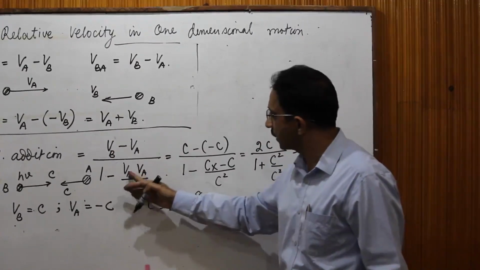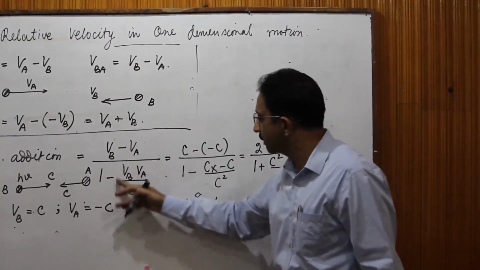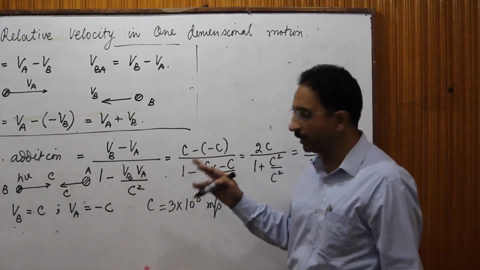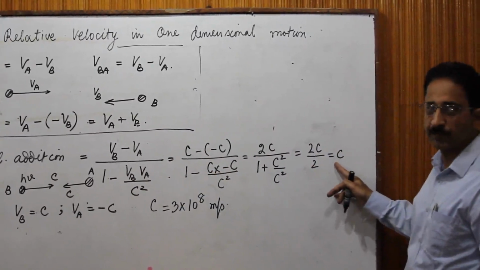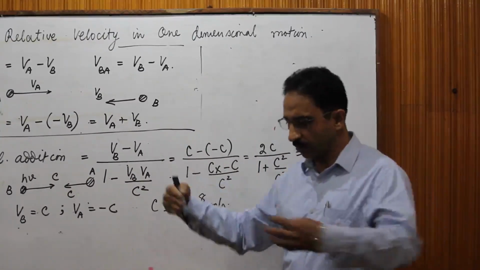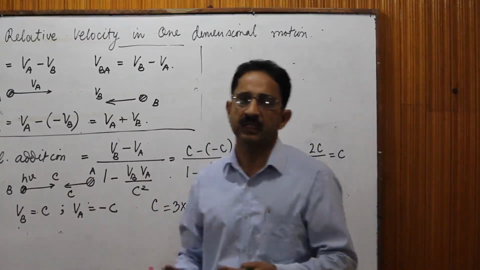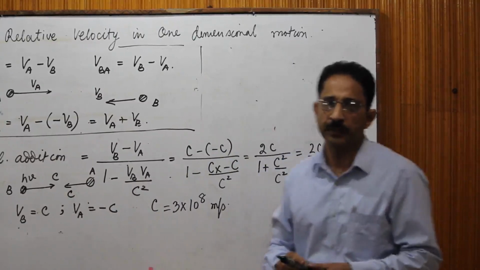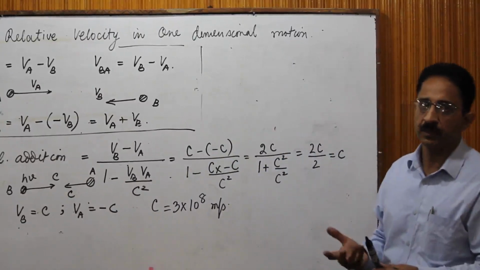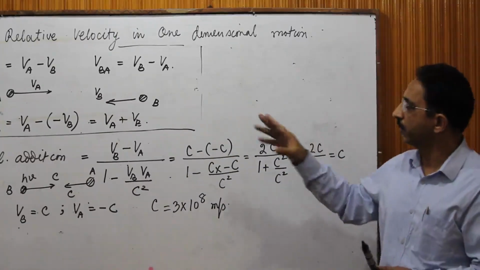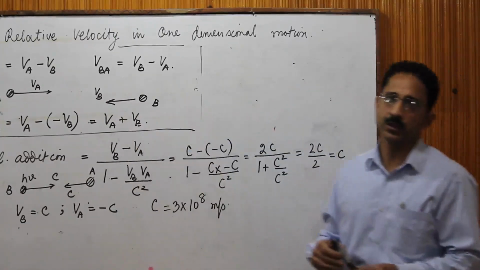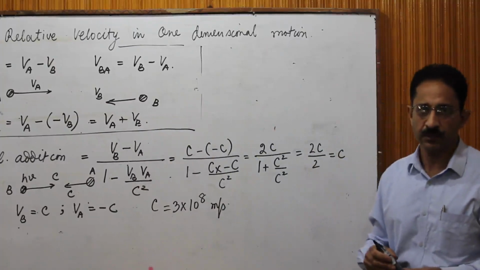But if the velocities are close to the value of c, then this term does not become ignorable. So we calculate it in this manner and the answer comes out to be c. Remember that whenever two photons are crossing each other with velocity c, the answer comes out to be c itself, because we are using a relativistic addition, not the normal addition of two velocities which are non-relativistic. Thank you.